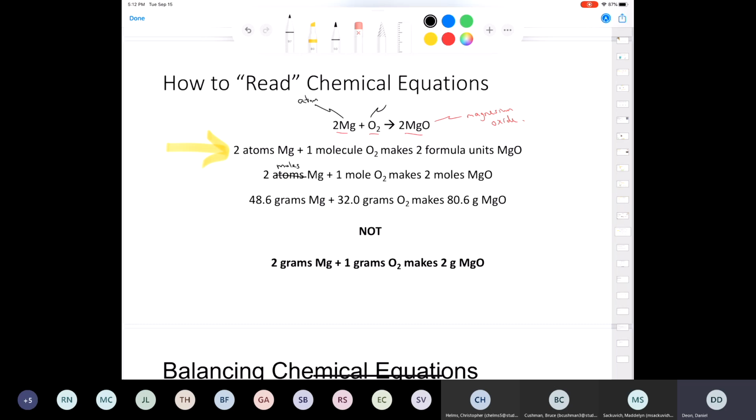But when you have O2, that's a molecule because you have 2 oxygen atoms combined, okay? So you got to be careful on your wording here. So 2 atoms of magnesium plus 1 molecule of oxygen makes 2 formula units of magnesium oxide. And you might get frustrated and say, why is this called a formula unit? Because this magnesium oxide is an ionic compound. Remember, I told you we don't talk about molecules of ionic compounds. We talk about formula units.